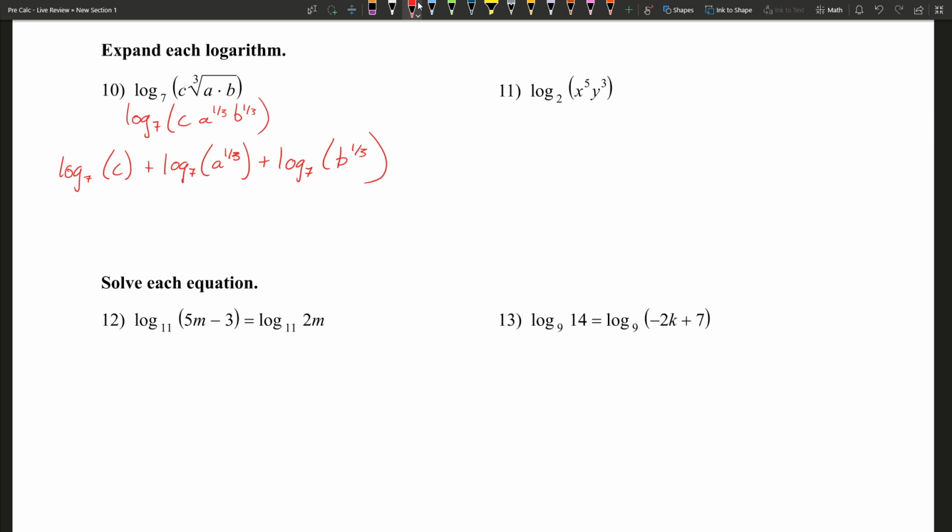Then we ask ourselves, is that as expanded as possible? The answer is no, because these 2 logs have a power in them. Log base 7 of C is as expanded as it can get. But these second 2 logs have exponents, so we can put them out front. Like so, and then that's as expanded as it can get.